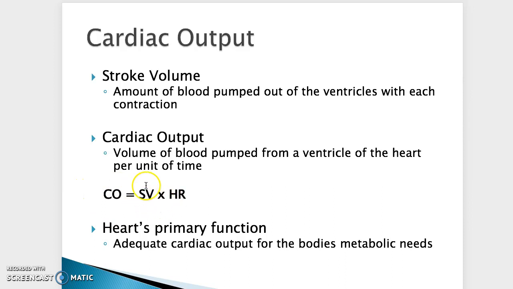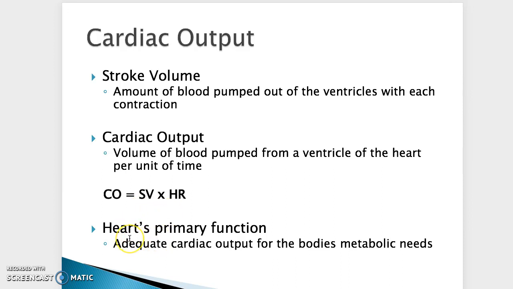So if stroke volume stays the same and you increase heart rate, obviously cardiac output increases. Same thing occurs, you can potentially increase cardiac output by having heart rate stay the same but increasing stroke volume. So essentially, if one increases, then cardiac output increases, assuming the other stays the same.